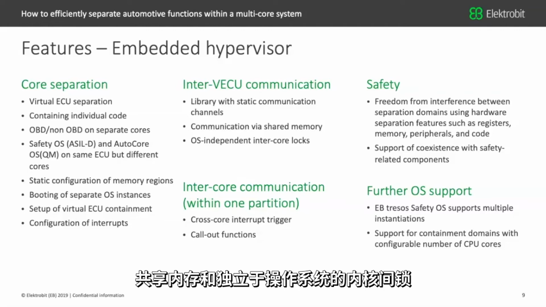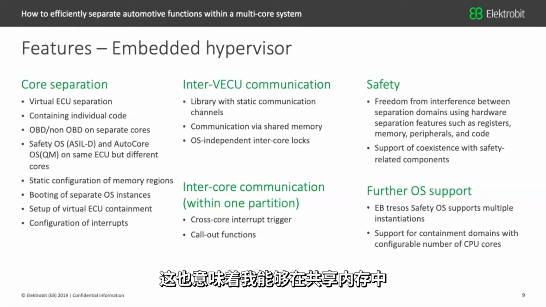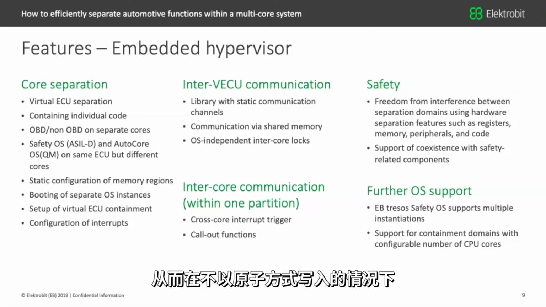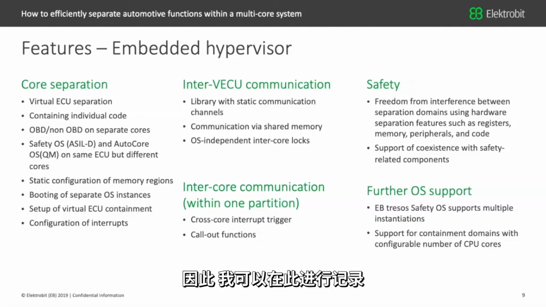So, second point, communication via shared memory, and also OS-independent intercore locks. That means I can, on this shared memory, have a sort of semaphore implemented. So I have exclusive access to this piece of memory in case I do not write in an atomic fashion. I can take a lock on it to prevent any data corruption within the communication between both virtual ECUs.